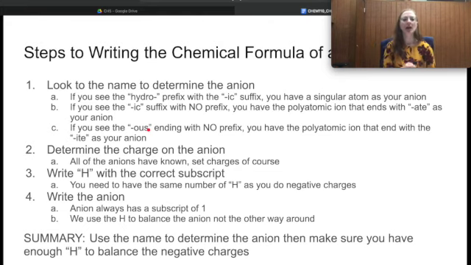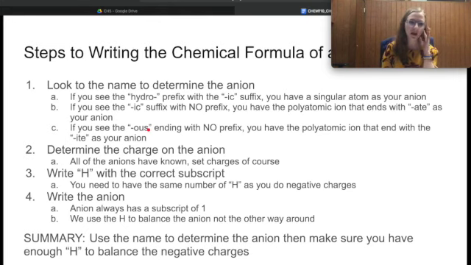Straightforward. So you write the H with the correct subscript depending upon your amount of negative charge, and then you write the name of the anion. Anions in this case are always going to have a subscript of 1 because we're using the hydrogens to balance the anion. We're not trying to add more copies of the anion in or anything.